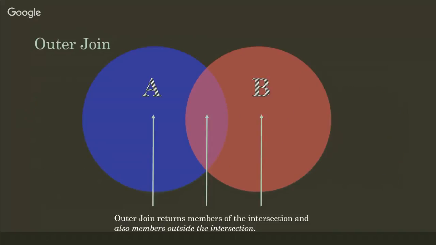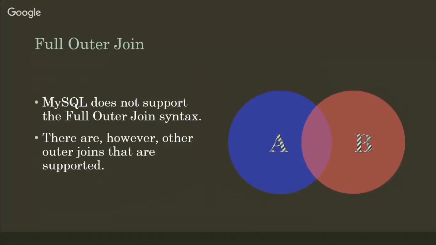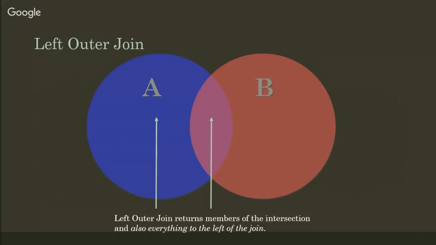The outer join is similar, but it returns members of the intersection of the two tables, and also members that don't satisfy the join criteria. MySQL does not support the full outer join, which is what I just described. But there are other outer joins that are supported, and one of those would be the left outer join. This one returns members of the intersection, but also everything to the left of the join.